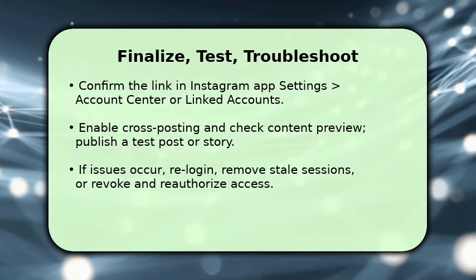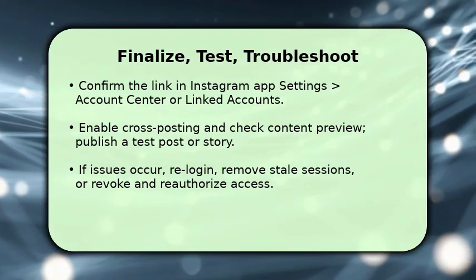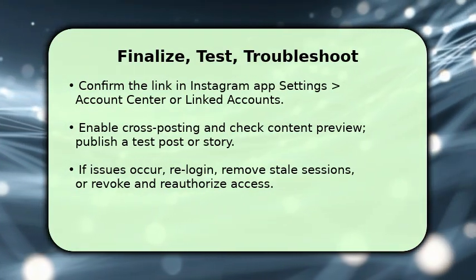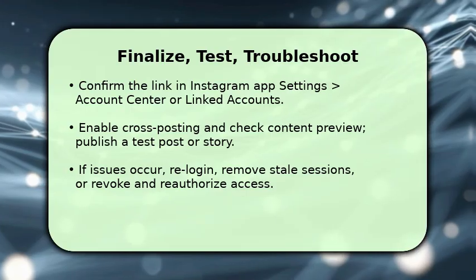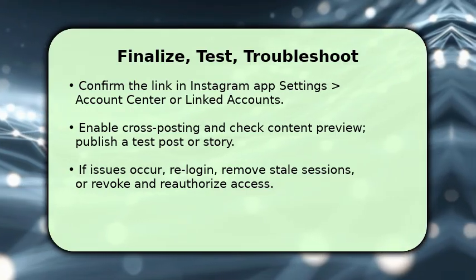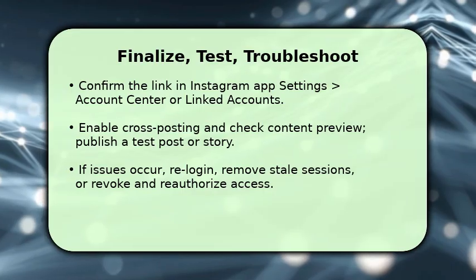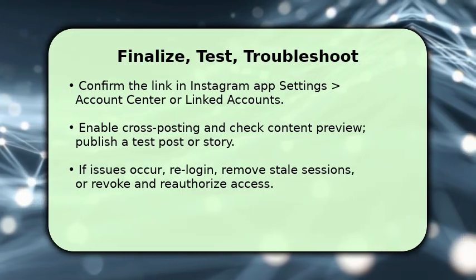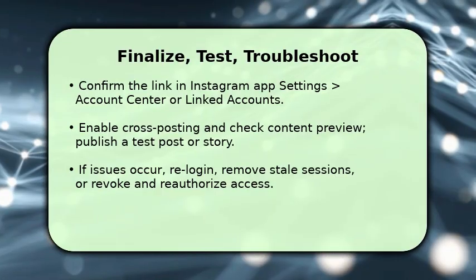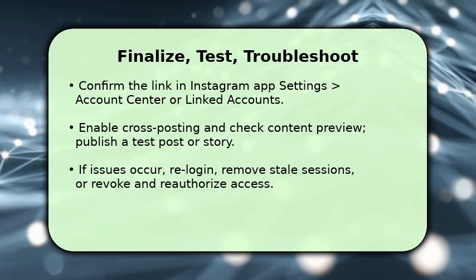Finish by verifying the connection inside the Instagram app. Go to Settings, Account Center, or Linked Accounts and confirm your Facebook page appears. Once confirmed, enable cross-posting and sharing options, then publish a simple test post or story to check captions, tags, and previews. If something fails, don't panic.